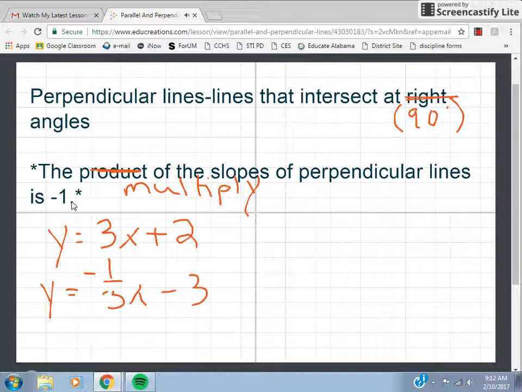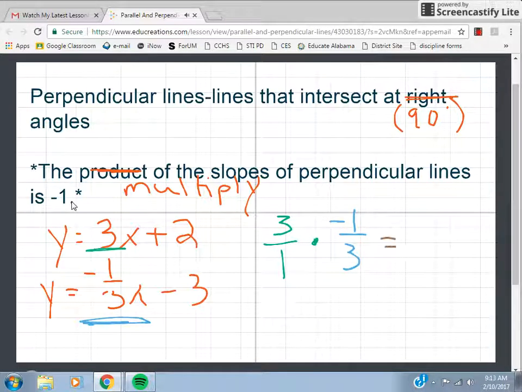Alright, let's take these slopes and multiply them just to see if this works. So we know that the slope of the first line is 3 over 1. Product means multiply. And we're going to multiply it by the slope of the other equation, so negative 1 over 3. Remember, when we multiply fractions, we multiply straight across. 3 times negative 1 is negative 3. 1 times 3 is 3. And negative 3 over 3 simplifies to negative 1.